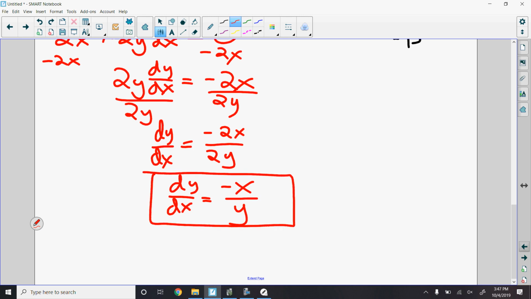Now, if I wanted to evaluate the derivative at a point, here's the notation. Evaluate dy/dx at the point (4, 3).